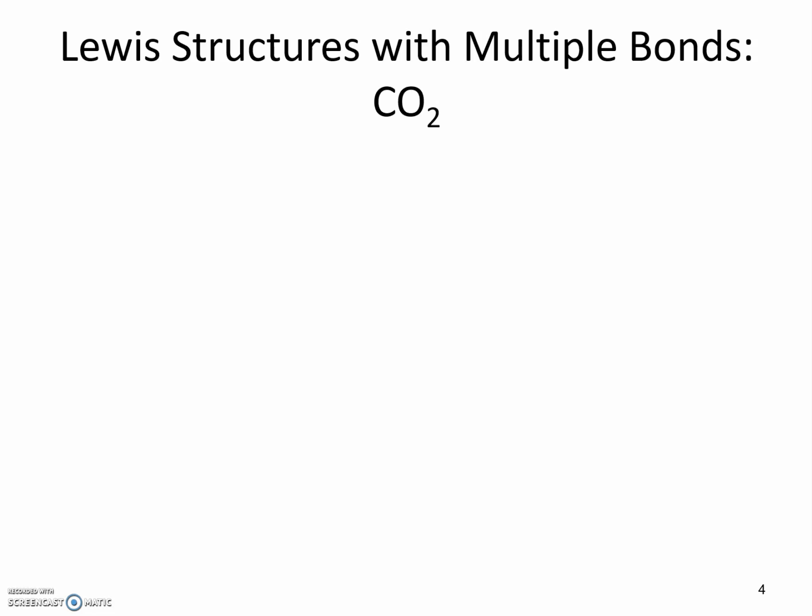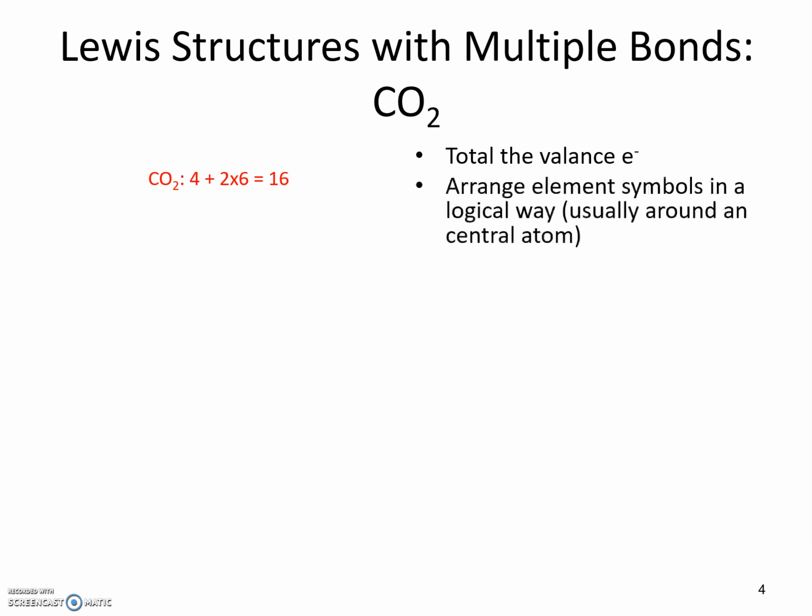We're going to start the same way we did with carbon tetrachloride. We're always going to start our Lewis structures this way: we total the valence electrons. In this case, we've got carbon once again, which brings 4. Oxygen is in group 16, so each oxygen has 6 valence electrons. That gives me a total of 4 plus 2 times 6, which is 16. Then I'm going to arrange the element symbols in a logical way. Once again, oxygen is the more electronegative element and carbon less, so I'm going to put carbon in the middle and the oxygens on either side. That looks like that.